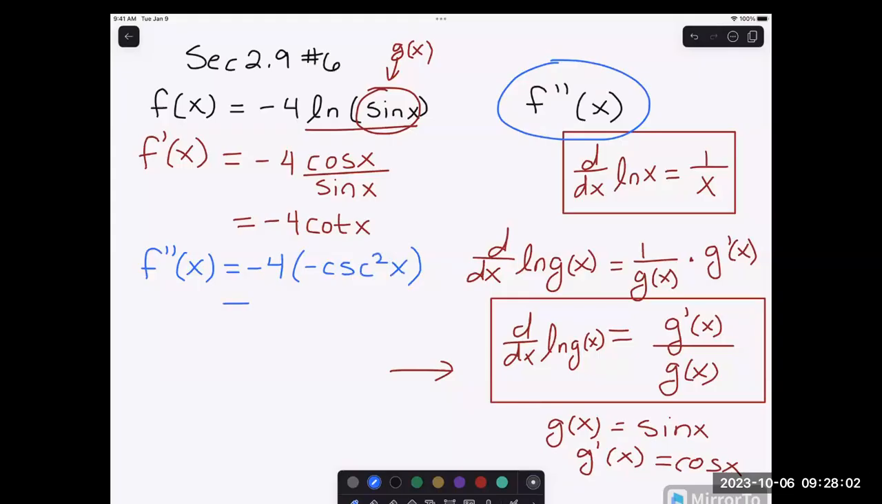Except I think I'll just write this as +4 cosecant squared x because of the double negative there. And that's it. I'm just going to enter this.